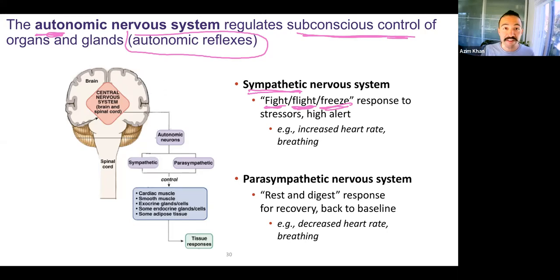I'm sure you've all had this, hopefully nothing too life-threatening, but I'm sure you've been uncomfortable in your life, like for a test or asking someone out, whatever. That's your sympathetic response. And that comes with things like increased heart rate, increased breathing rate. What you're not focusing on is digestion.